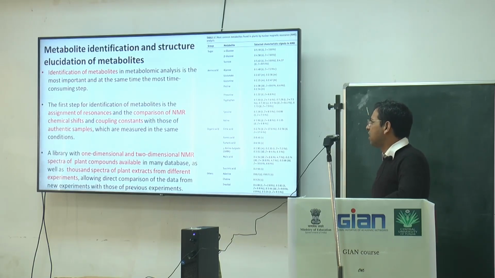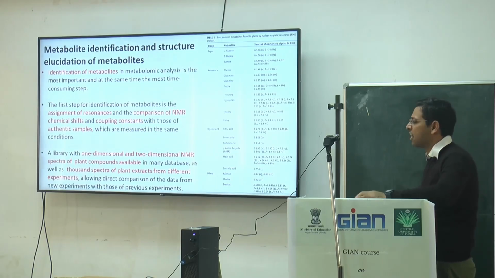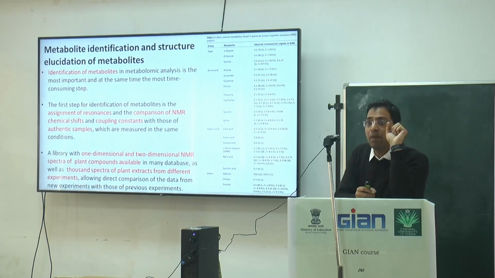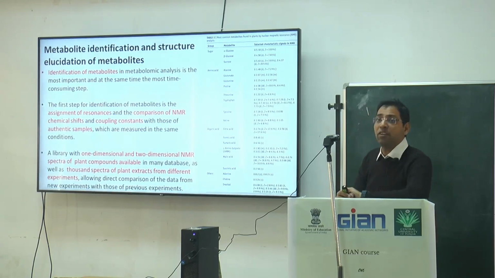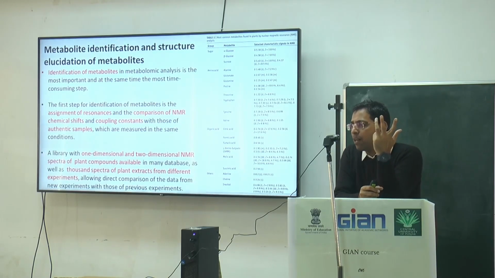Now, the first step is the identification of the metabolites and the assignment of the resonances. This is done by comparing the NMR chemical shifts and the coupling constants with those of authentic samples. If you know some standards or authentic samples, then it is easy for you. Many times NMR can also be used to find adulteration in some components.